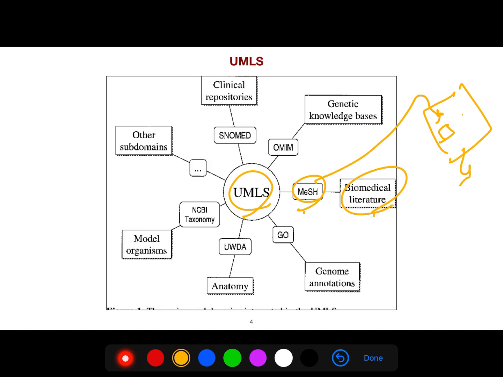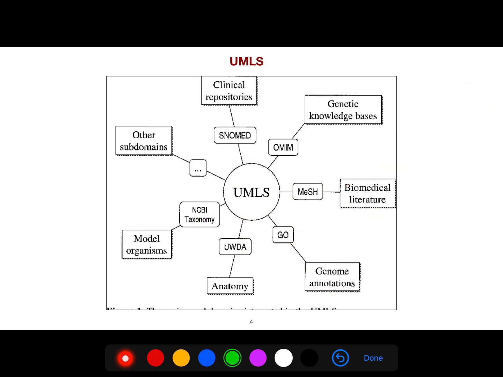And another important one is GO. Using this API, you connect to genome annotations. I'm not familiar with the rest of them, but this one is also important for clinical repositories: SNOMED.